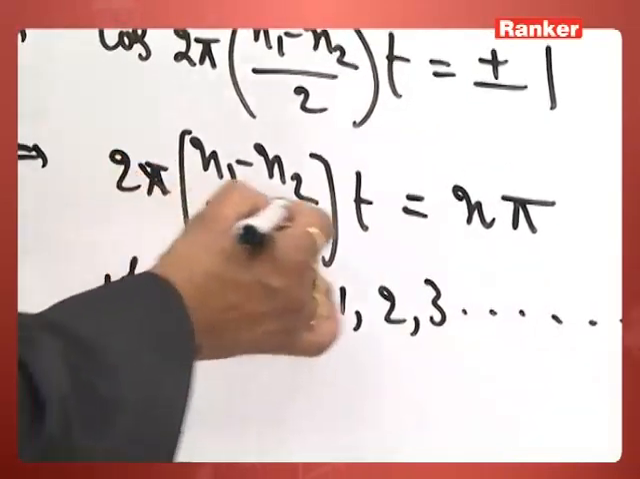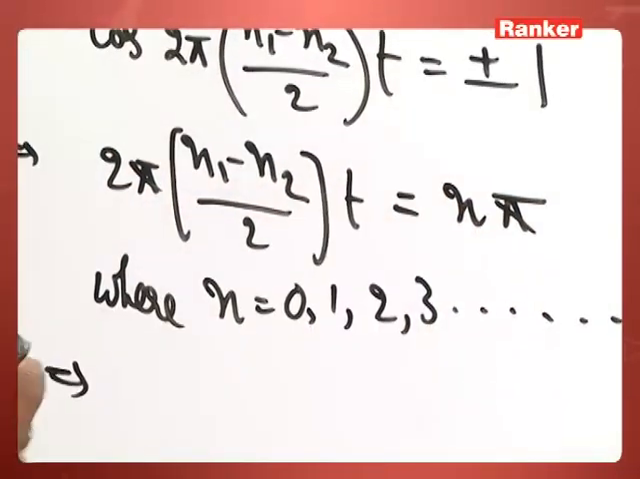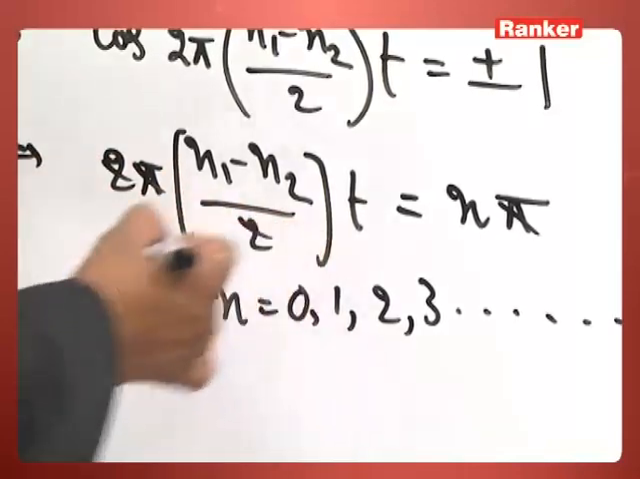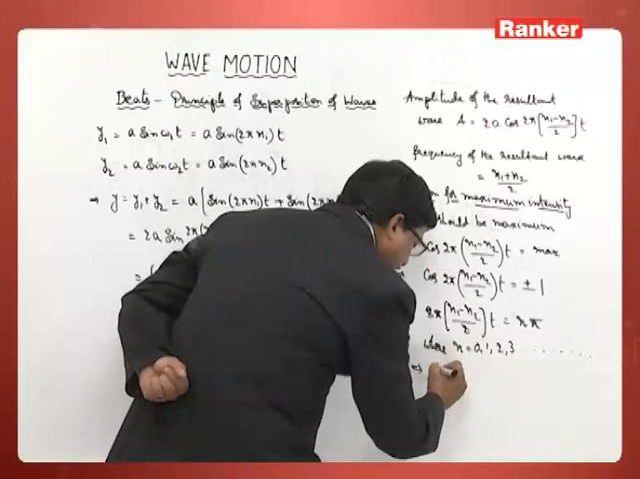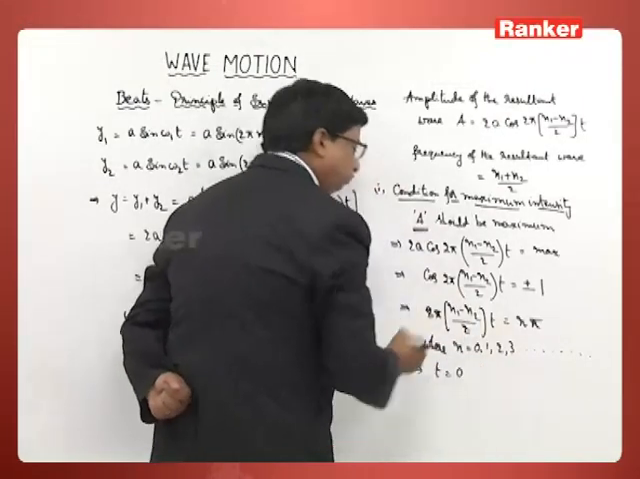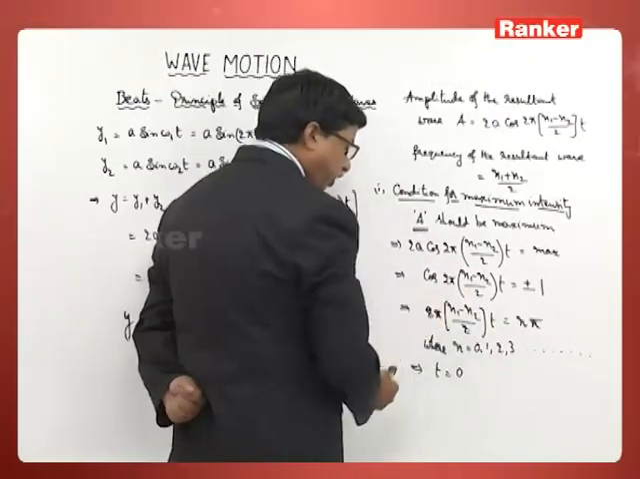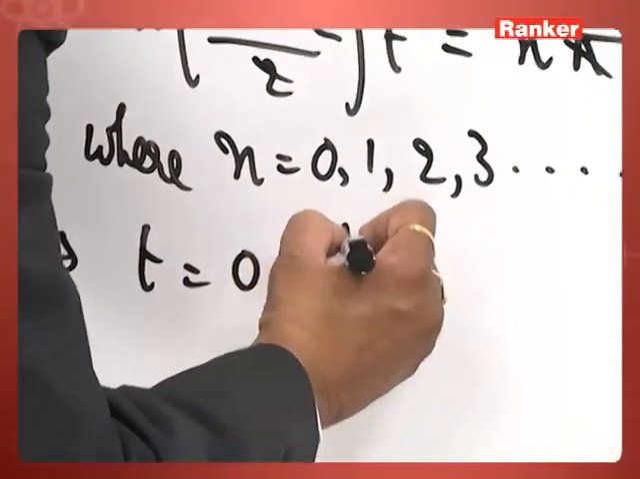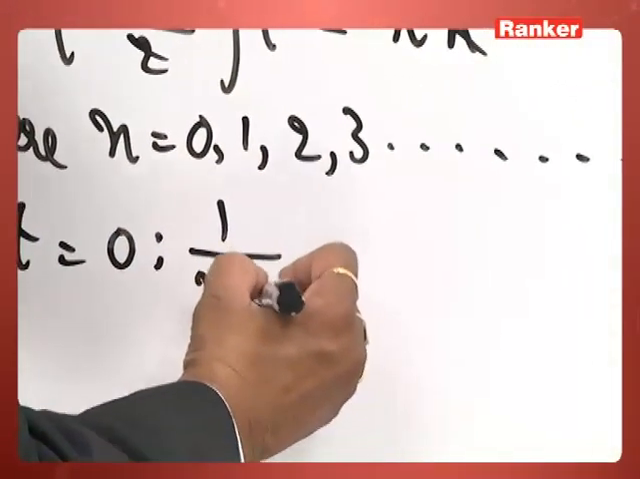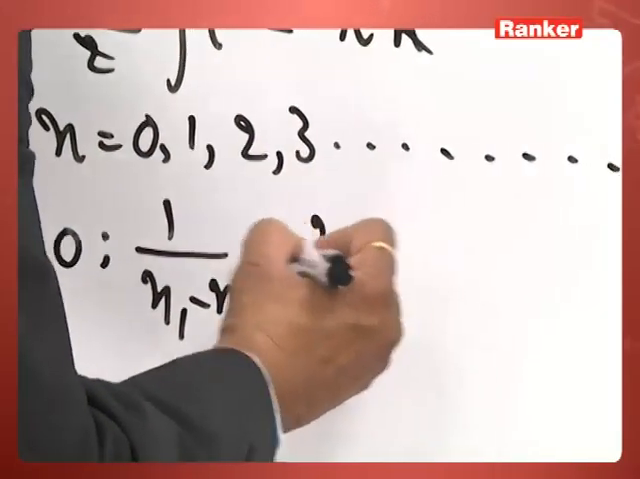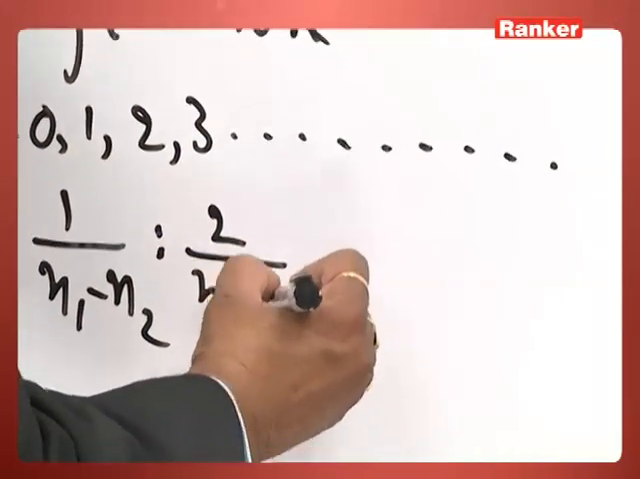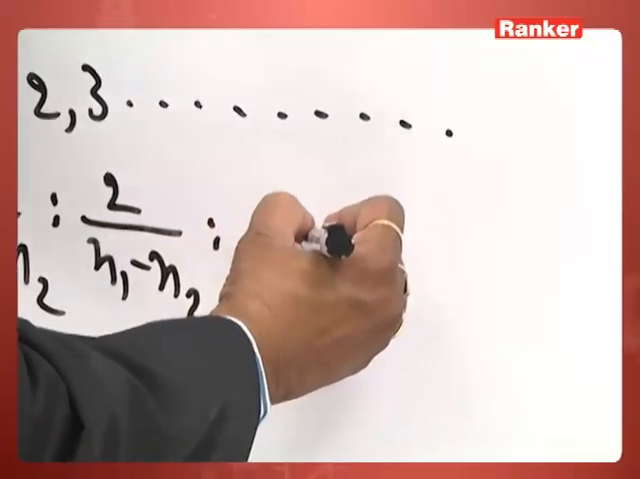Look at this pi. If I just cancel this 2, what must be the values of t here? t must be either 0, directly, if n is 0, or I can write 1 by n1 minus n2, or I can write 2 by n1 minus n2, and so on and so forth.